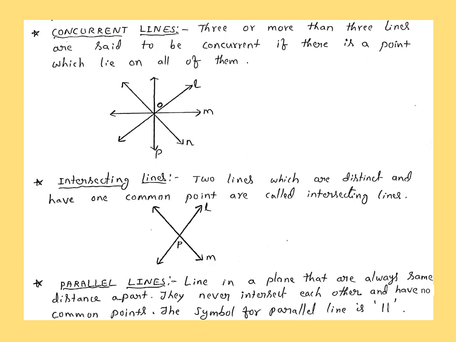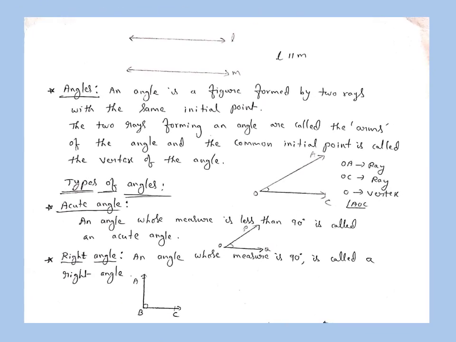Intersecting lines: two lines which are distinct and have one common point are called intersecting lines. Here L and M are two lines which intersect at P, and in the intersecting lines the vertically opposite angles are formed, and these vertically opposite angles are always equal. Parallel lines: lines in a plane that are always the same distance apart. They never intersect each other and have no common points. The symbol for parallel lines is two vertical lines, and the best examples are railway track and ladder.